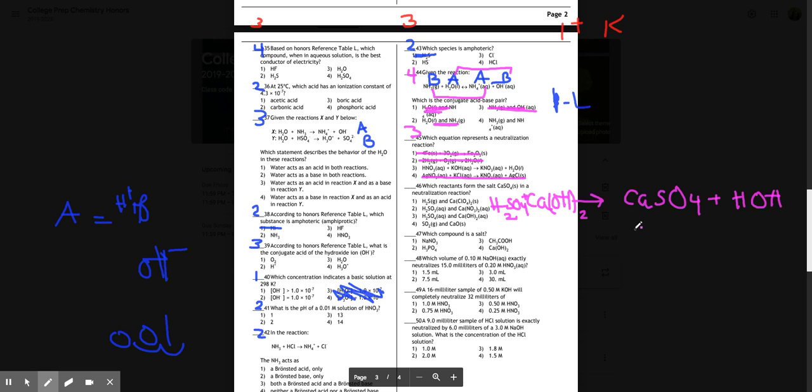So which reactant will form that? We want H2SO4 and that. Yeah, choice 3. I did that fast, I know. If that was too fast, you need to reach out and ask.